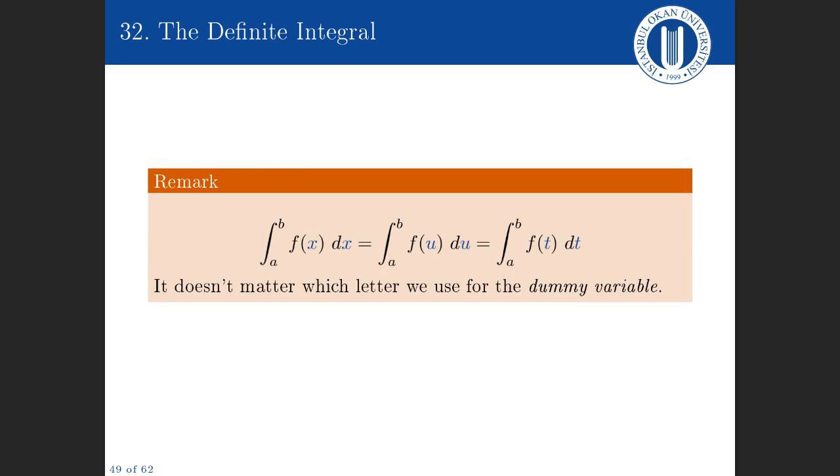Let me just remark that it doesn't matter which letter we use here. The integral of f of x dx from a to b is the same as the integral of f of u du from a to b, and that's the same as the integral of f of t dt from a to b. It doesn't matter if we use x or u or t or any other letter here. This is called a dummy variable.